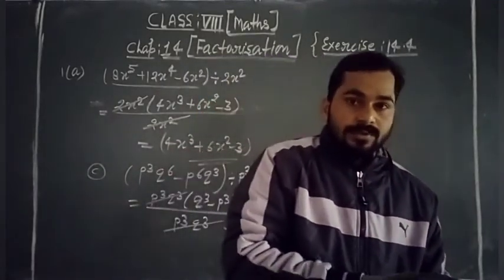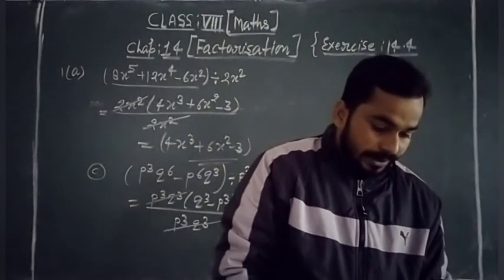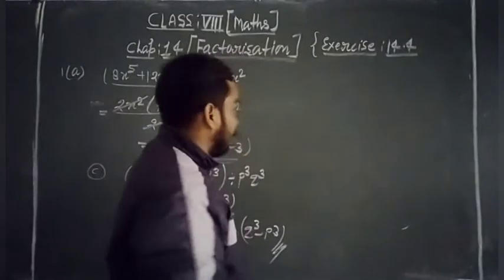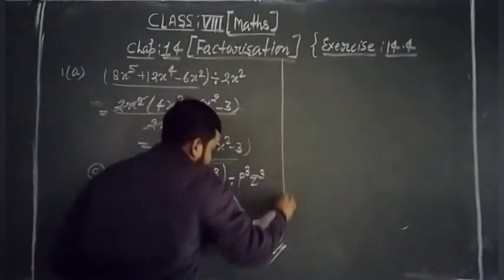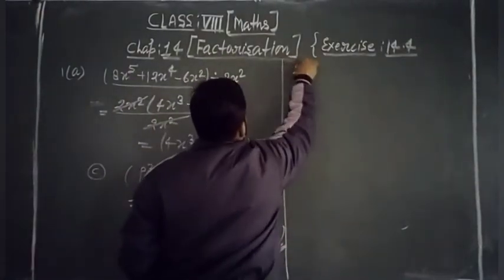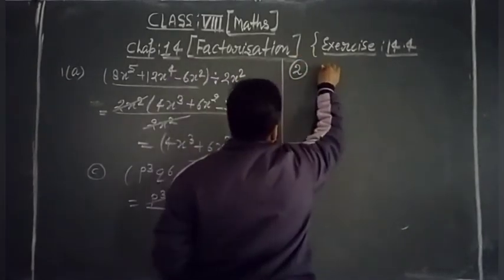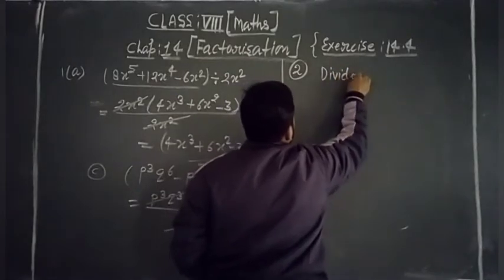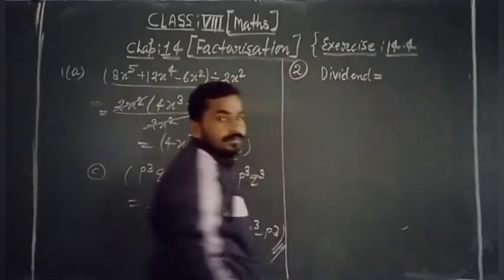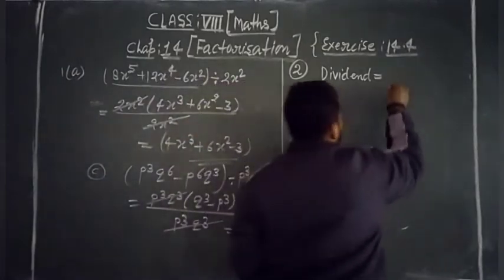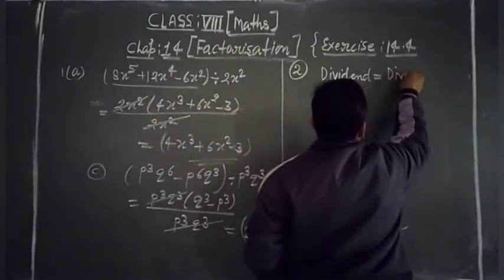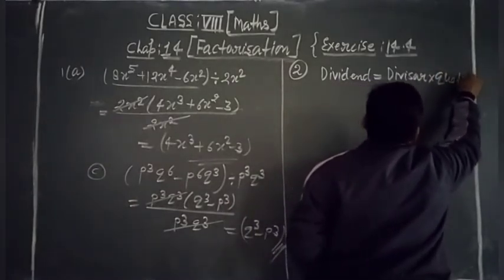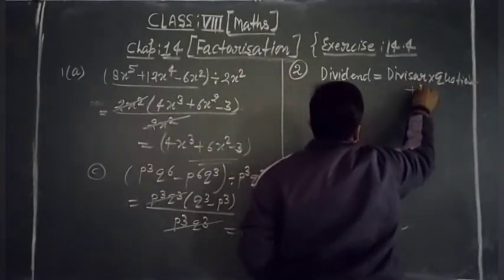Now let us discuss question number 2. Find a polynomial which when divided by this gives the quotient. You have to find the polynomial. In question number 2, we use the division theorem: dividend equals divisor into quotient plus remainder. If we have a remainder, it is added.